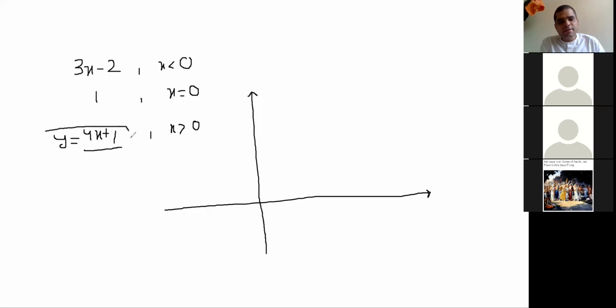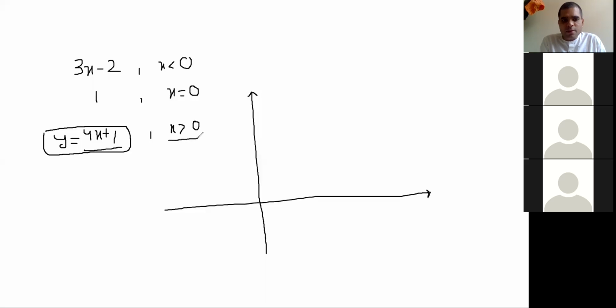Have you studied this in class 10? Have you studied the equation of a straight line? If it was written like y equal to 2x plus 1, 3x plus 1, then this is a straight line. Because this is a 1 degree equation, as x changes, y also changes in the same proportion. So this will form a straight line for x greater than 0.